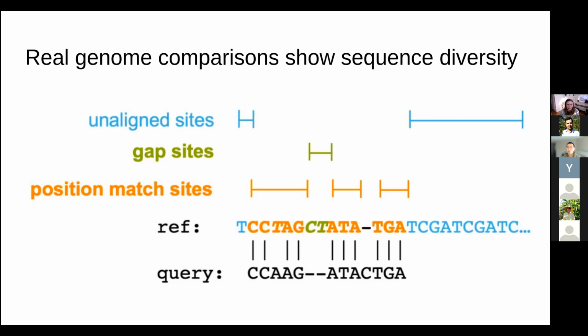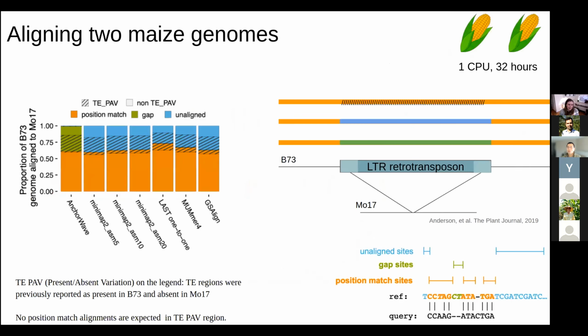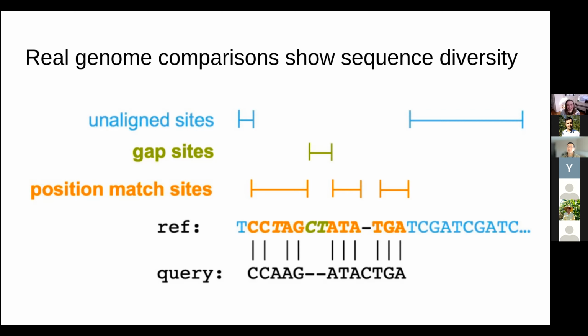In addition to position match sites, we can identify gap sites. These are sites where a nucleotide in the reference is aligned to a gap in the query. I'll note that, for example, there's a gap in the reference and an insertion in the query.